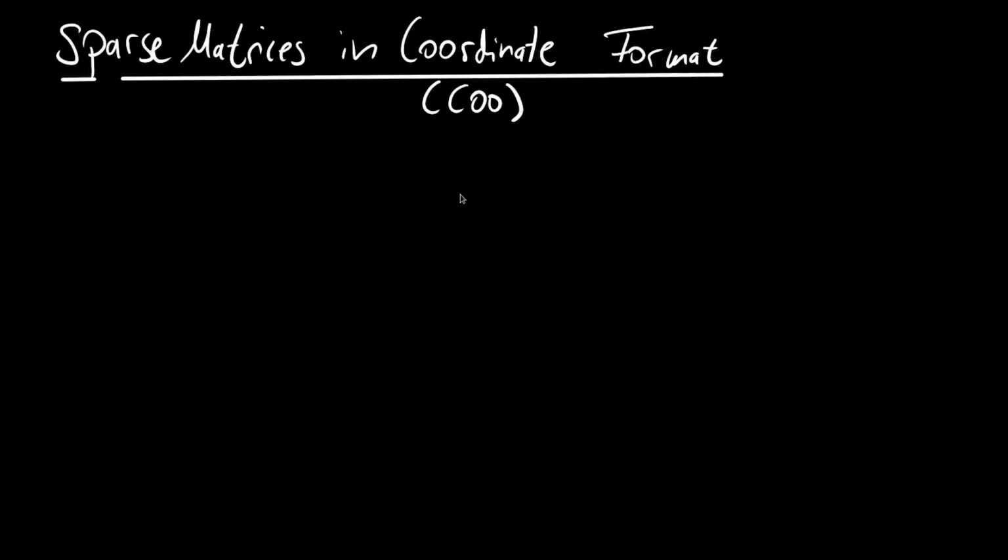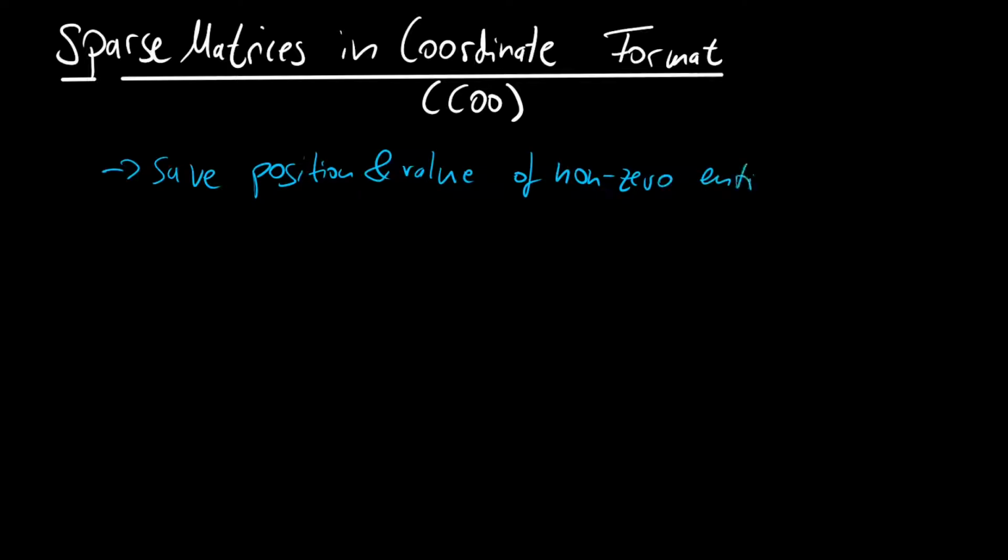The idea of the coordinate format is probably the most intuitive. So instead of saving the full dense matrix, we are only saving the position and the value of the non-zero entries in our matrix. So let's note this down. Save position and value of non-zero entries. This then means we have the following global variables. Global means that they are independent of the size of our matrix.